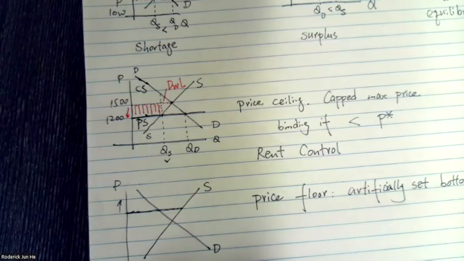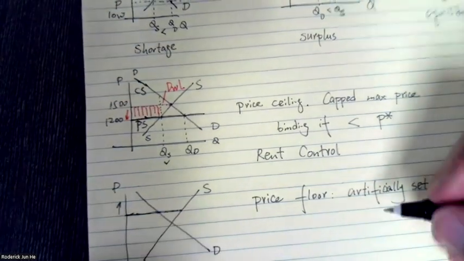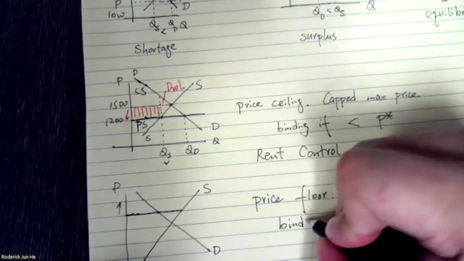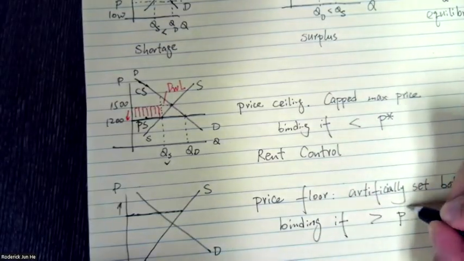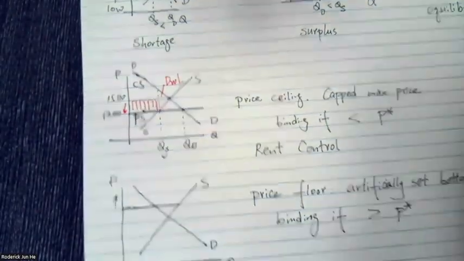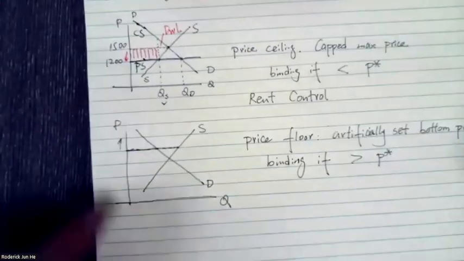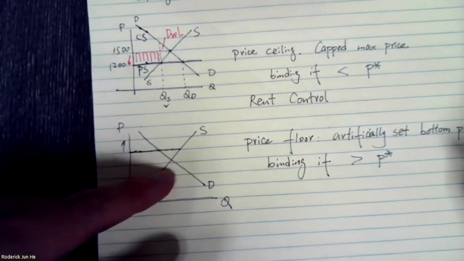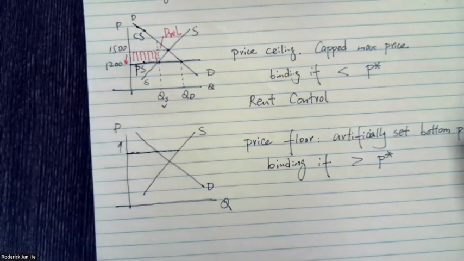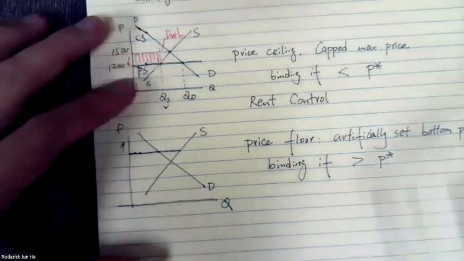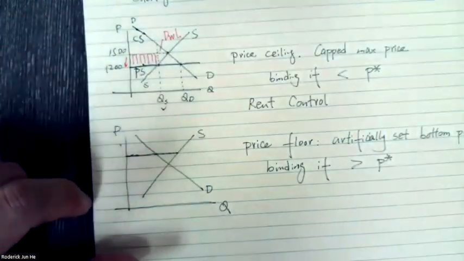Bottom price. And this will only be binding if it is higher than the equilibrium price, right? If it is lower than the equilibrium price, it gives the price the room to go back to equilibrium. That will not be binding for a price floor. So now the price floor is here.